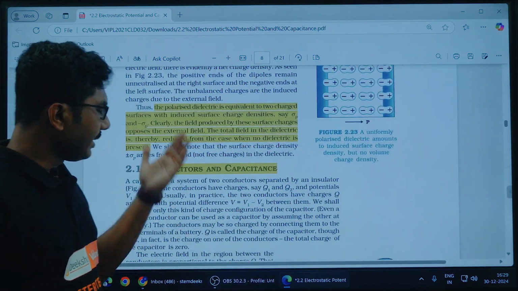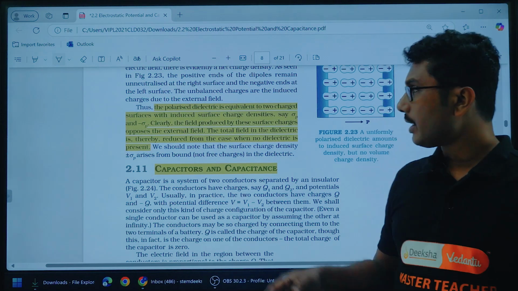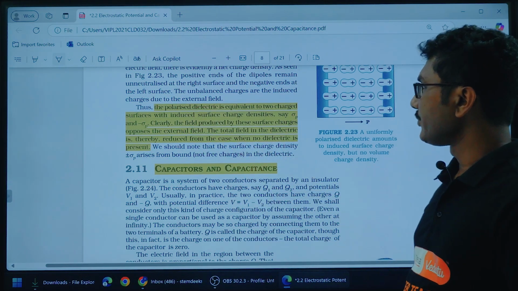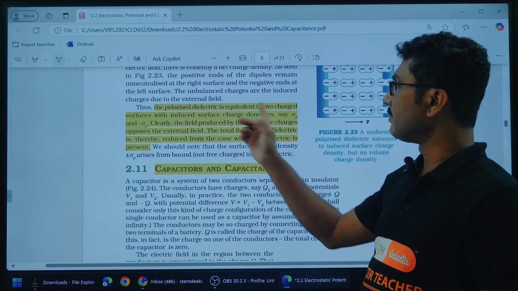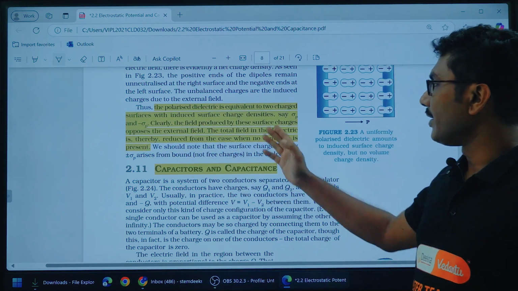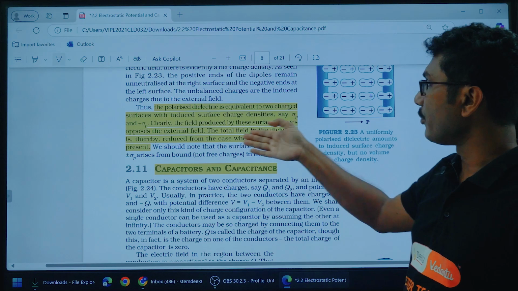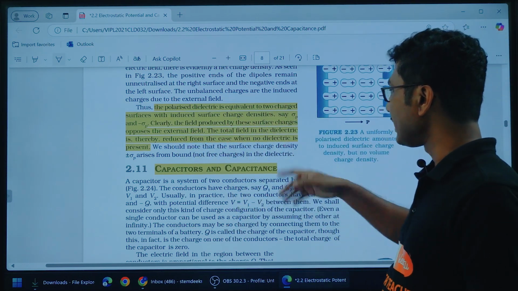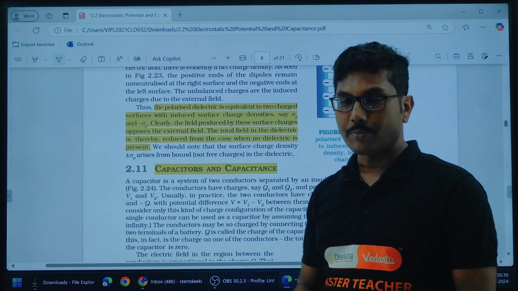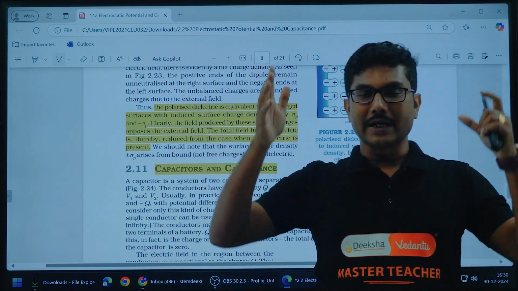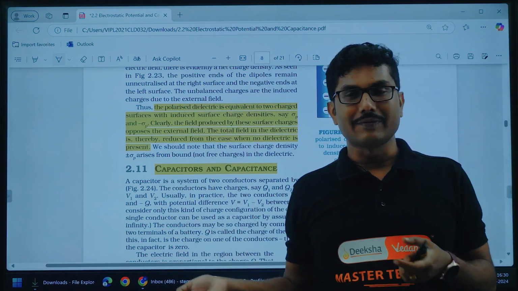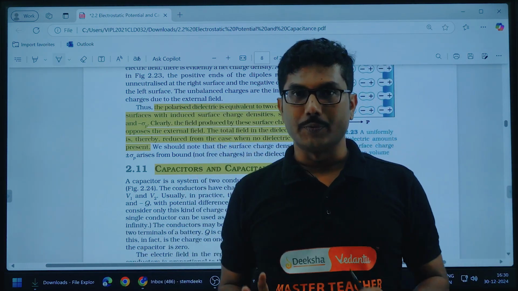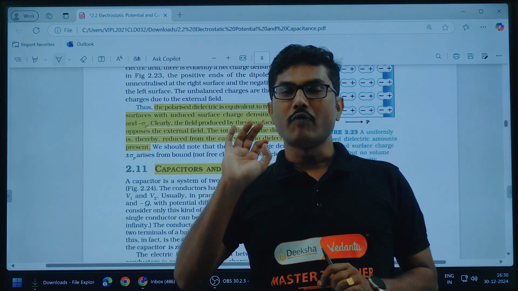Now, again, you can skip the remaining part. The polarized dielectric is equivalent to two charged surfaces with induced surface charge densities, say sigma p and minus sigma p. Clearly, the field produced by these surface charges opposes the external field. The total field in the dielectric is thereby reduced from the case when no dielectric is present. Suppose there is an electric field. If you insert a dielectric, what happens to the electric field in that region? The electric field in that region reduces but does not become 0. This is also a point for an MCQ question.